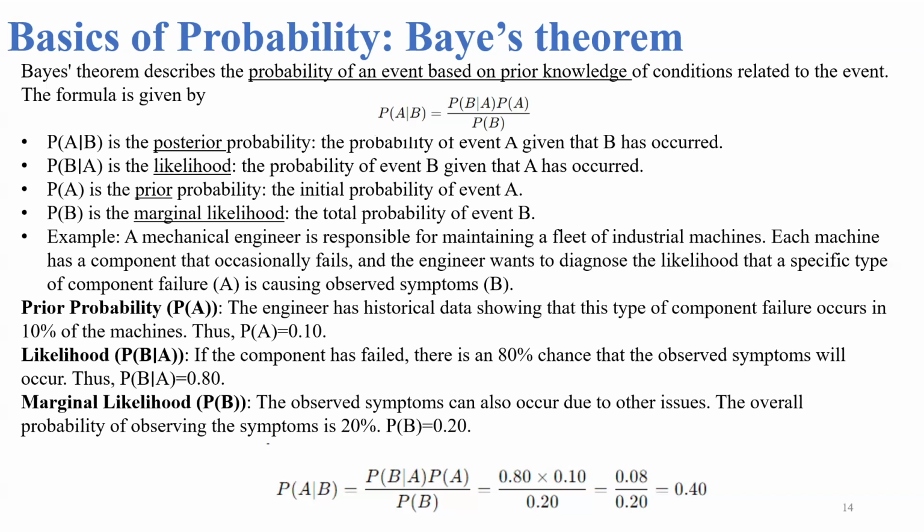Now, P of A given B, which is the posterior probability, is given by Bayes theorem, which is P of B given A multiplied by P of A over P of B. So you can calculate it to be 40% chance. So this is an example of Bayes theorem.